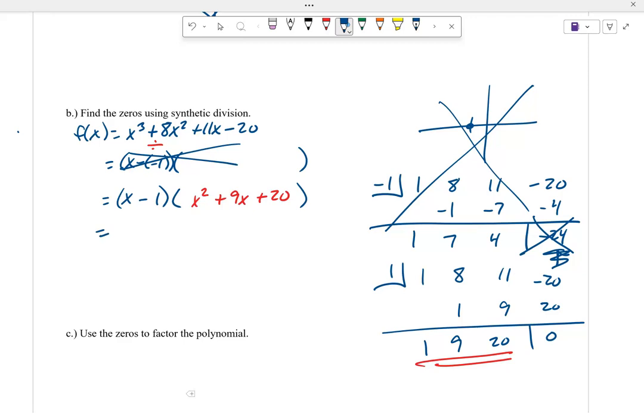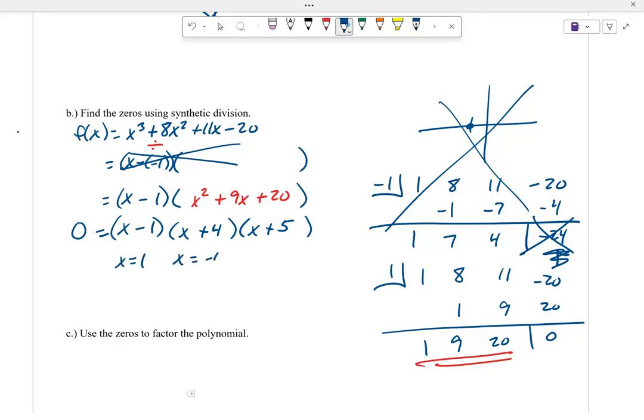And now that it's a quadratic, I'm really happy because I can just factor that x squared plus 9x plus 20. That'll factor into x plus 4 and x plus 5. And so I've just found my zeros here.